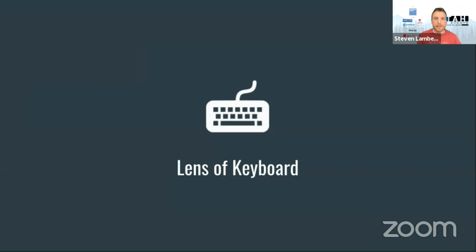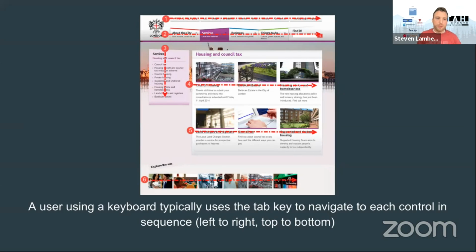The next lens is the lens of keyboard. A user who uses a keyboard to primarily navigate a web page and doesn't use their mouse will typically use the tab key to navigate to each of the controls in sequence. In America and Western cultures, the typical sequence is left to right, top to bottom, or reading order. What that means, though, is that if the user is specifically looking for a control, and that control is tens or hundreds of tabs through the page, it can become very cumbersome to get to that information.